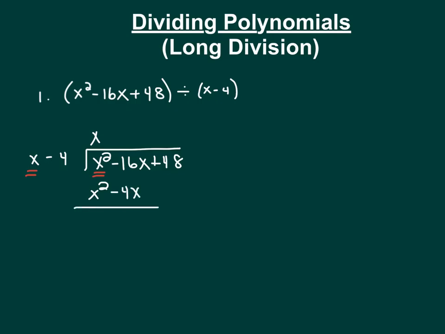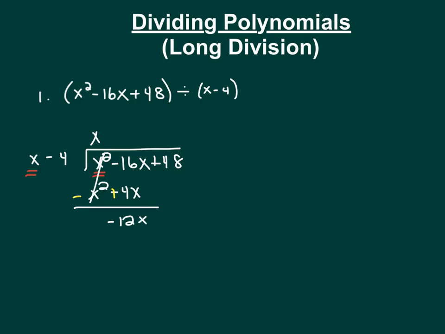Okay, now whenever you use long division, you want to subtract this term from what's above it. So in order to subtract this out, we're just going to change our signs. So this is going to become a negative, and this negative over here becomes a positive. So now when we combine our like terms, x squared minus x squared just cancels. And then negative 16x plus 4x is negative 12x.